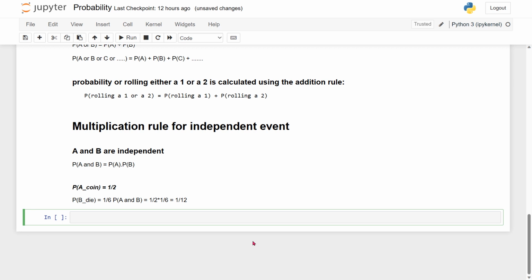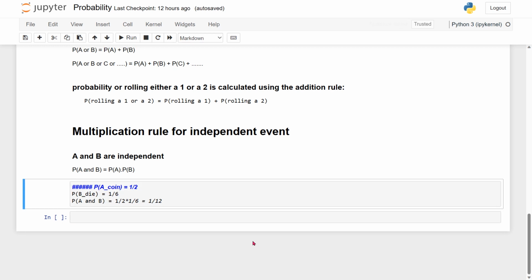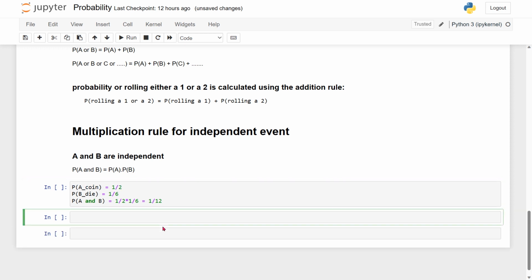So that's how, if the events are independent, we calculate the probability of A and B happening. Then the second one, the multiplication rule for dependent events.